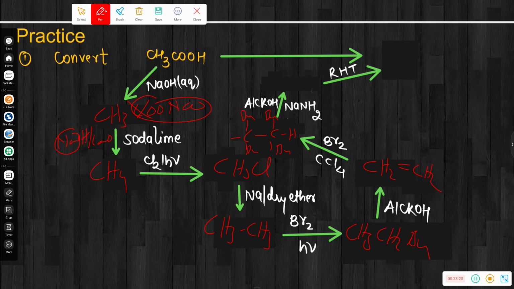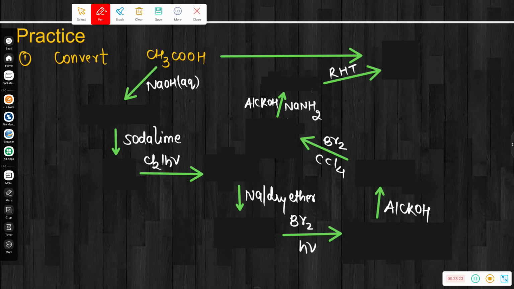Here what will form? Here what is forming? CH2, CH. Now CH2, Br form. Alcoholic KOH, HBr removing one double bond, NaNH2 another double bond. Totally, what will form? Alkyne. Alkyne, if you do, benzene.